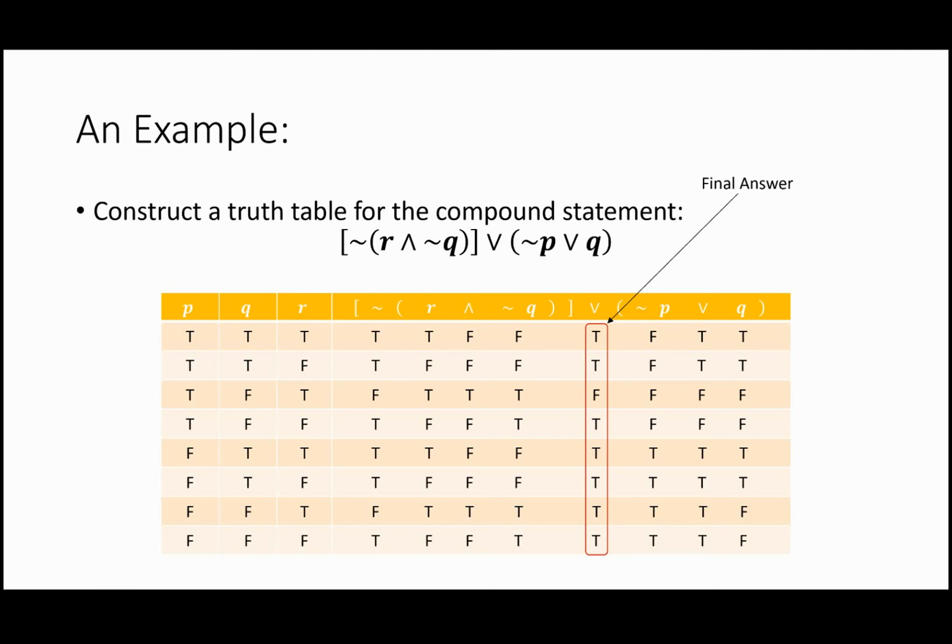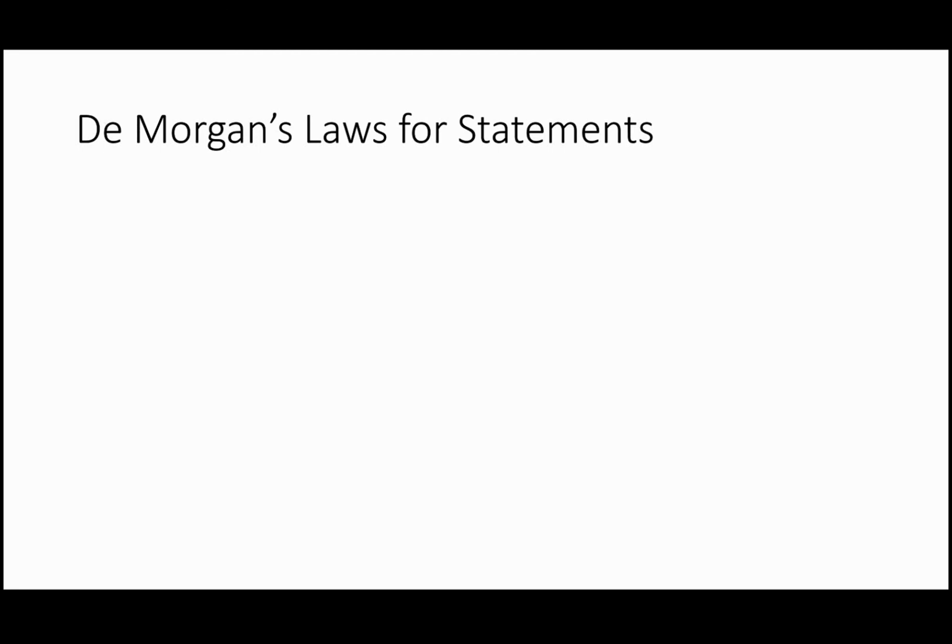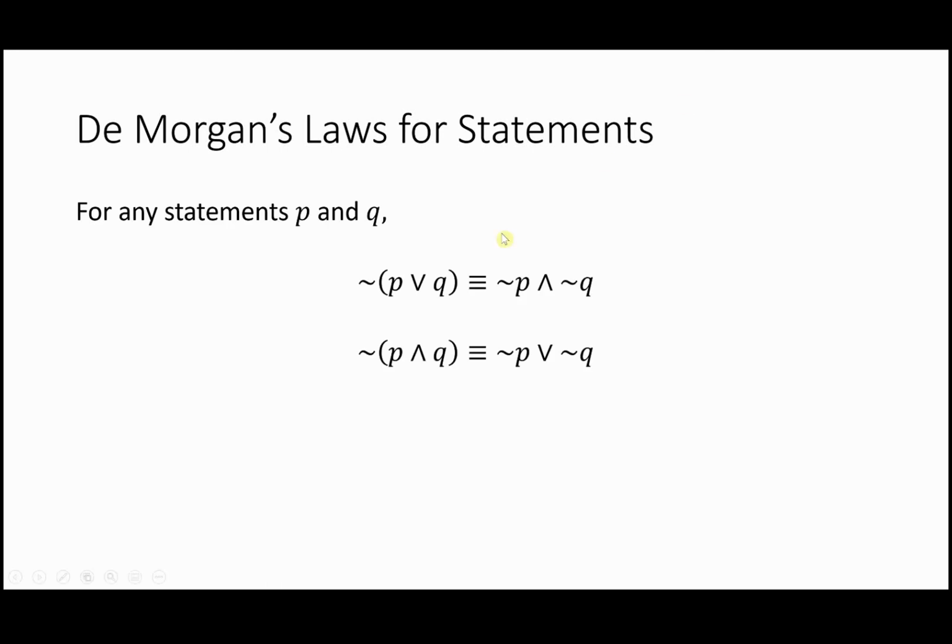Okay, cool. So let's go ahead and move on to De Morgan's law for statements. De Morgan's law is just basically an equivalence for negating a disjunction or negating a conjunction. And so it turns out that when you negate a parenthetical disjunction, it becomes the conjunction of the individual negated components.